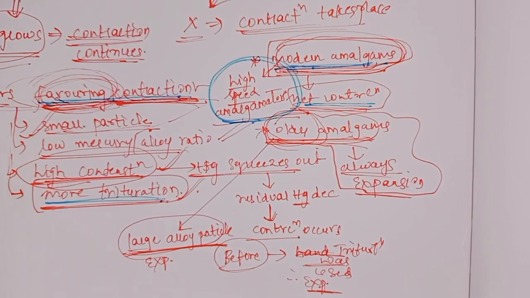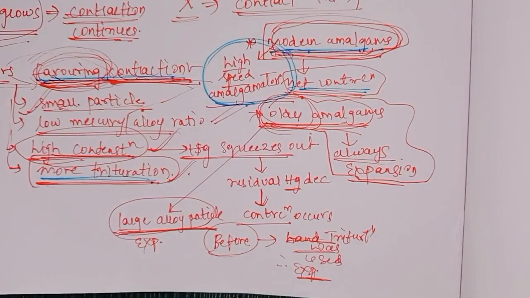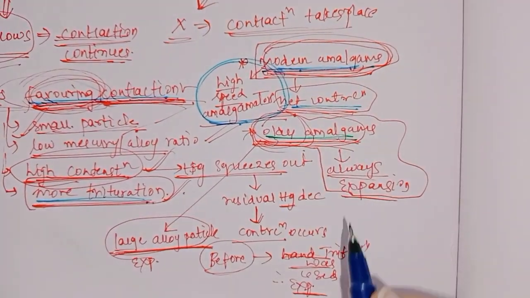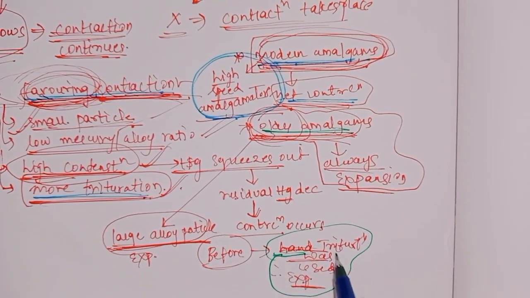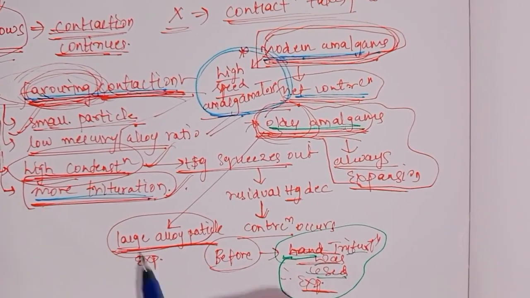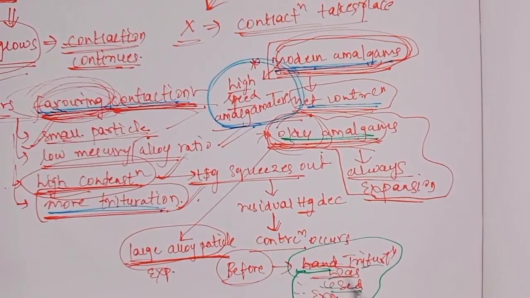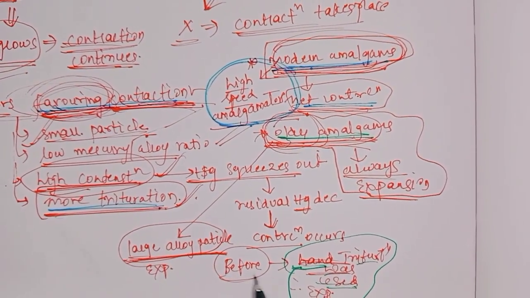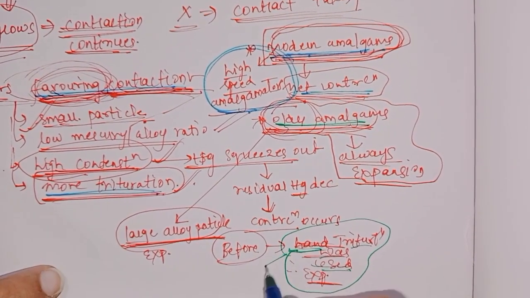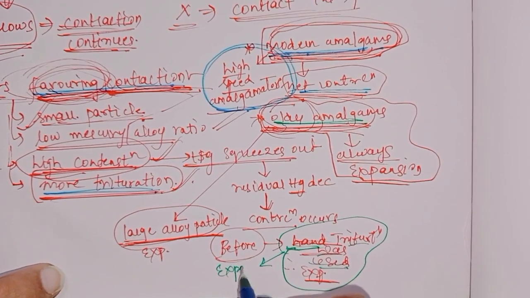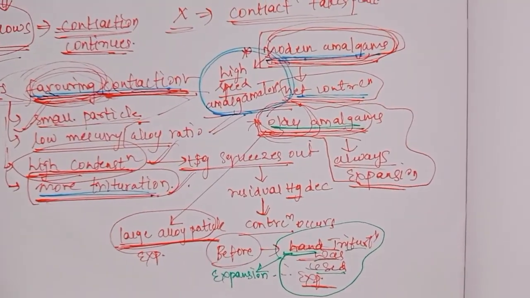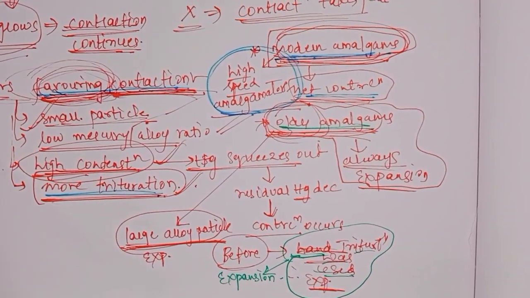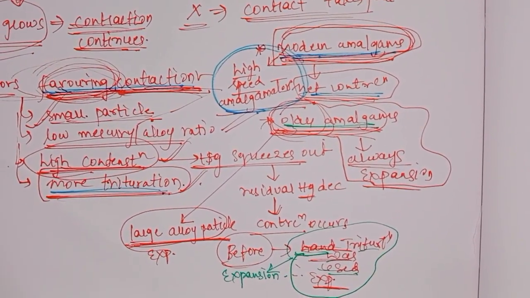Whereas for older amalgams, hand trituration was used. Therefore, more trituration doesn't occur. Therefore, it favors expansion. Modern amalgams show net contraction, whereas older amalgams always showed expansion.